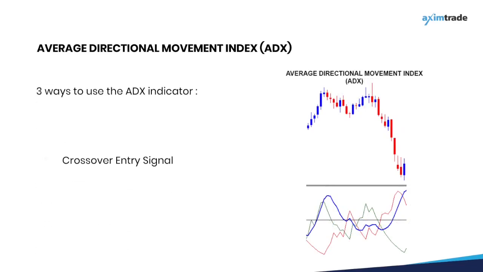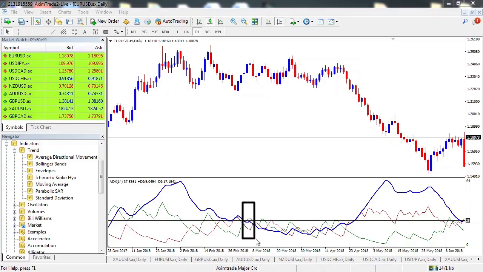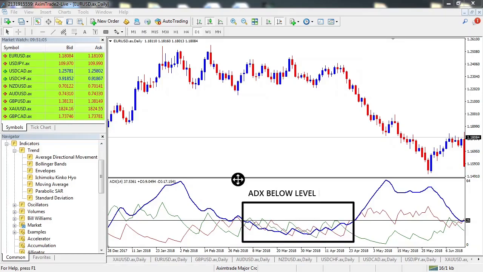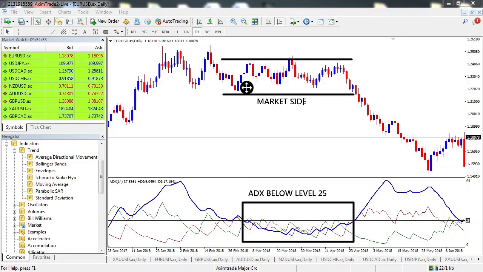There are three methods in which traders can use the ADX indicator during trading. They are identifying the sideways market, entering the position by using crossovers, and using the ADX indicator in combination with trend trading. Now let's look one by one in detail at how to use them. Sideways. The market is normally in a sideways trend when the ADX value is below 25. This helps traders to stay away from the current market or change the trading strategy.